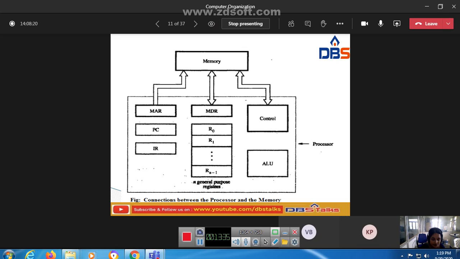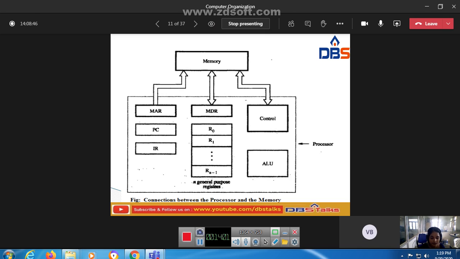Next, there are two other registers for communication with memory, that is MAR and MDR. What is meant by MAR? MAR means memory address register. It holds the address of the location to be accessed. MDR contains the data to be written into or read out of the addressed location. So these are the registers we use.